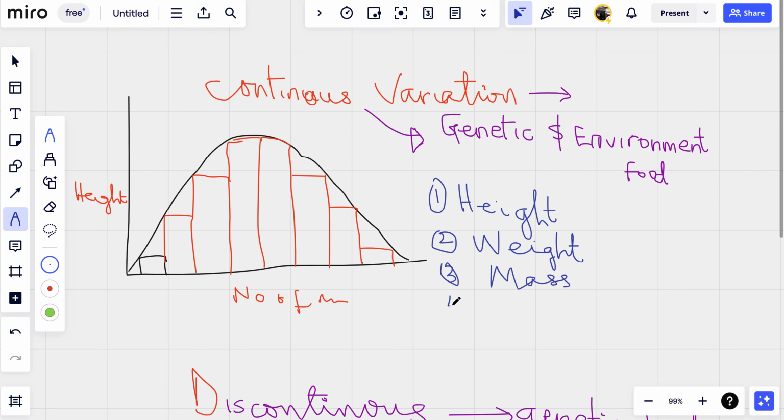The language you speak is affected by two factors: the environment and the genetic. But the language and the accent are usually environmental. So they fall under the category of continuous variation.